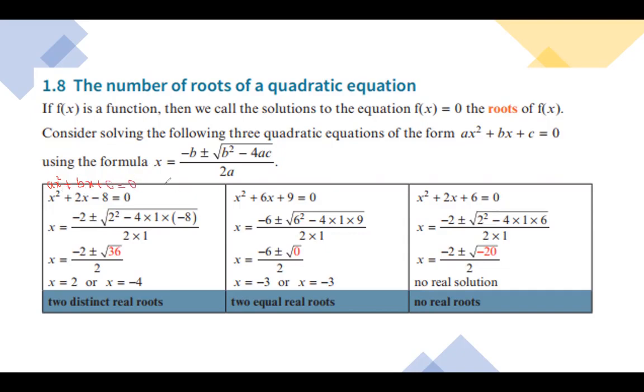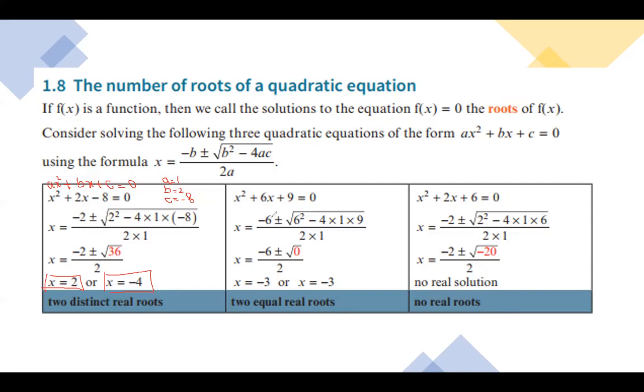So what is the value of a? a equals 1, b equals 2, and c equals minus 8. Now putting the value, first is minus b, so it is minus 2 plus minus under root b square, 2 square, minus 4, a is 1, and c is minus 8, divided by 2a. So the value is x equals 2 or x equals minus 4. So two real and distinct roots.